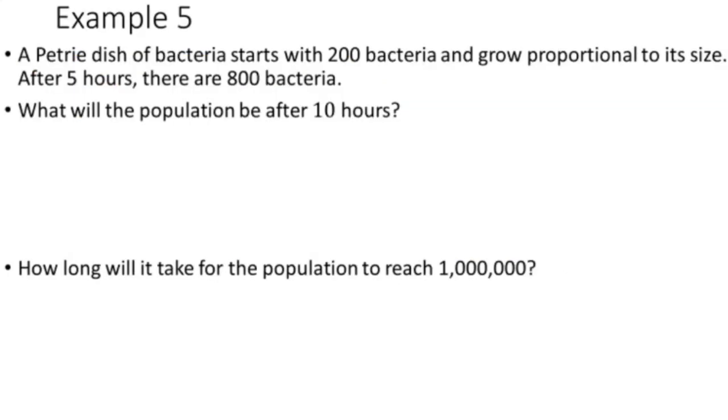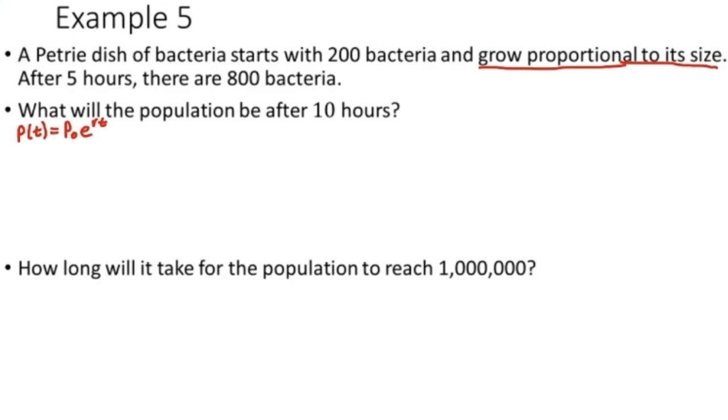Suppose a petri dish of bacteria starts with 200 bacteria and grows proportionally to its size. After 5 hours, there are 800 bacteria. First, we want to know what will the population be after 10 hours. In order to answer our question, first we need to make a model. Since we're told that the growth of our population is proportional to its size, that tells us we're working with a continuous growth model, which means our model is going to be in the form of P of t, P being the population, equals P sub 0 e to the rt.